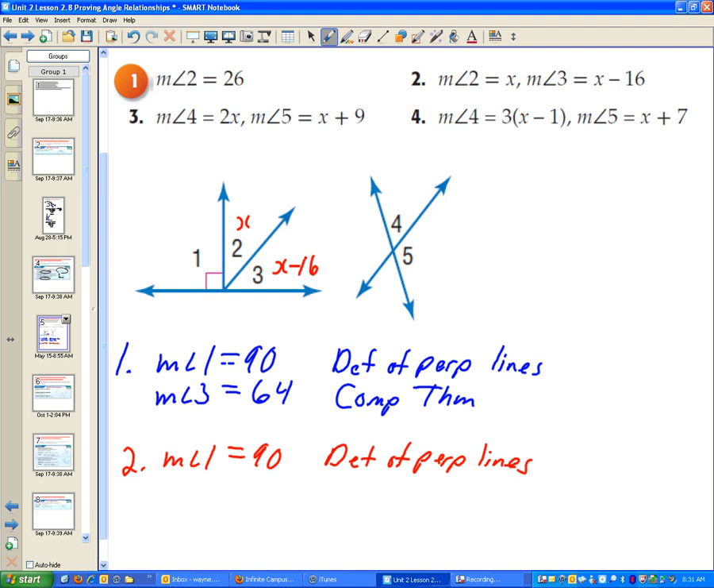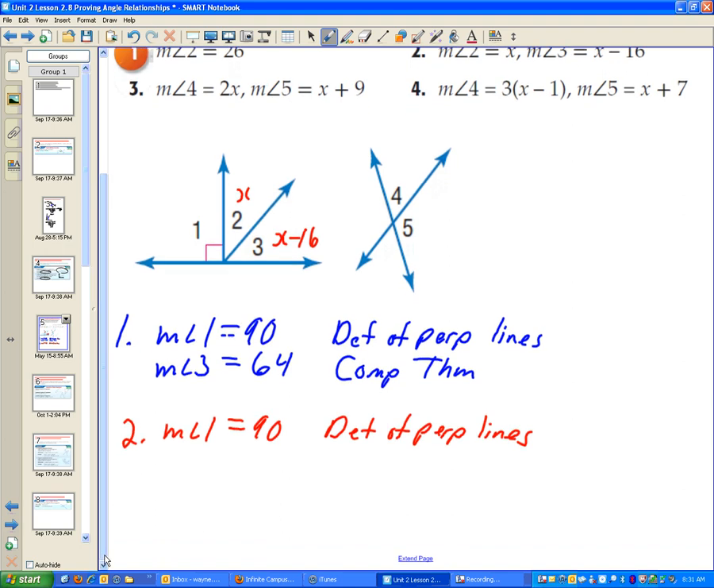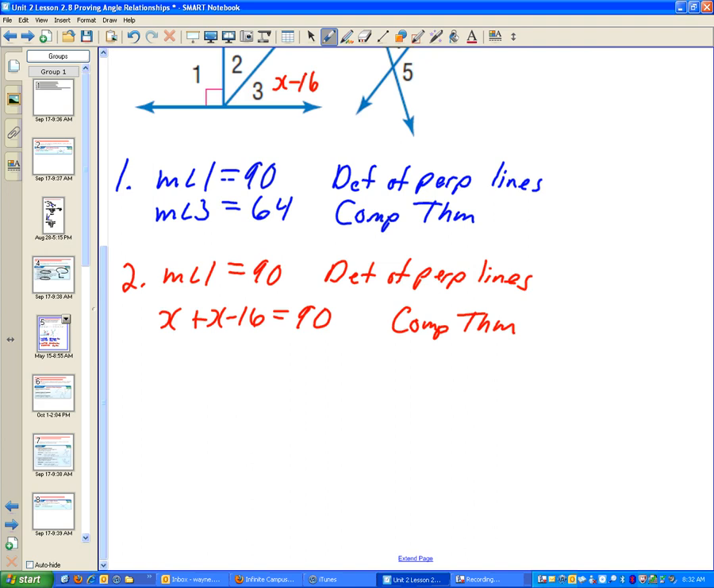All right, now before I can get the measure of angle 2 and the measure of angle 3, I need to figure out what x equals. Well, according to what theorem? The complement theorem. Angle 2 and angle 3 are complementary angles, so we're using the complement theorem. And then let's solve for x. That would be 2x minus 16 equals 90. So 2x equals 106, and x equals 53.